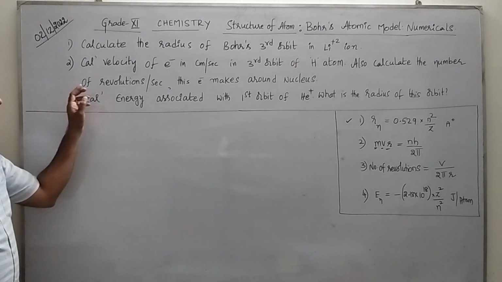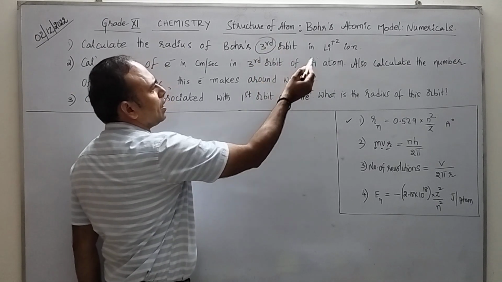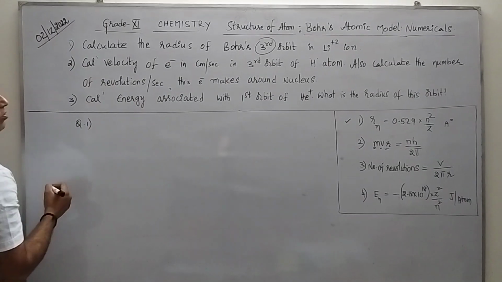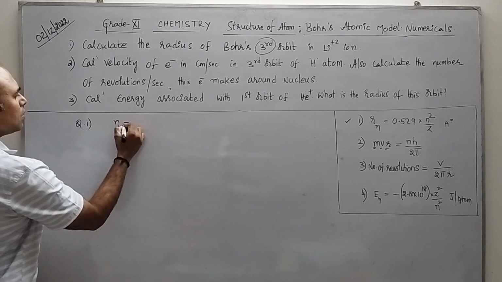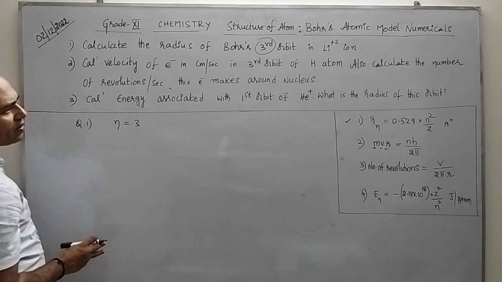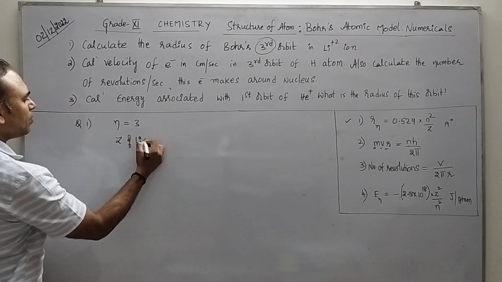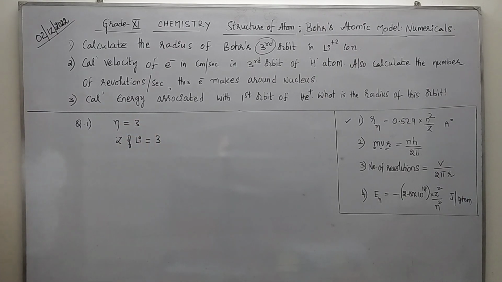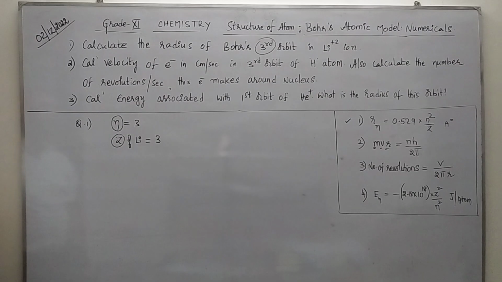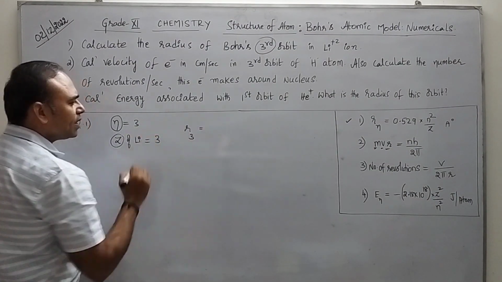First one: calculate the radius of Bohr's third orbit in Li 2+ ion. So question number 1, what is given? Third orbit means n is equal to 3, and Li 2+ is given. Therefore, what is the atomic number of lithium? The atomic number of lithium is 3. So Z is also 3, n is also 3. Next, what are they asking? They are asking to calculate the radius of the third orbit, hence we can write R3.